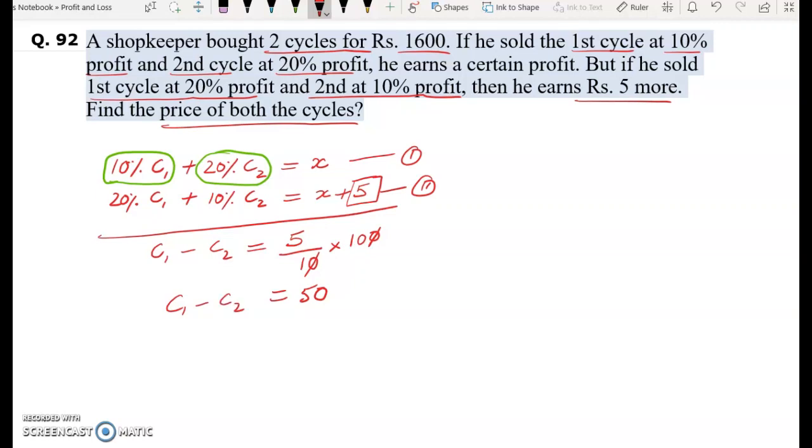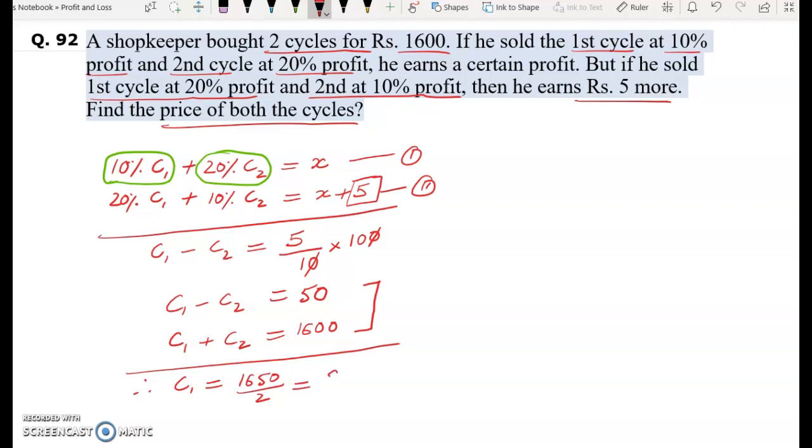And in the question it's given, the shopkeeper bought 2 cycles for rupees 1,600. So the price of cycle 1 plus cycle 2 is rupees 1,600. Now we can easily find the value of C1 and C2. C1 will be, we will add this 2 and divide by 2. So 1650 divided by 2 is equal to 825.